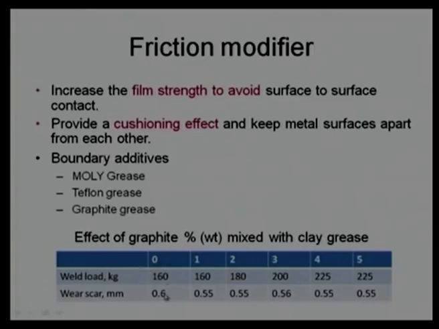So, when the graphite is not mixed at all, the weld load limit is 160 kilogram, and in the experiments on pin on disc, we find scars of 0.6 mm. When the percentage of carbon, this graphite, is increasing, we are able to see that it reaches a mature stage of 225 kilogram, which is significantly higher compared to 160, and the scar is also coming down. So, this is the beauty of graphite.